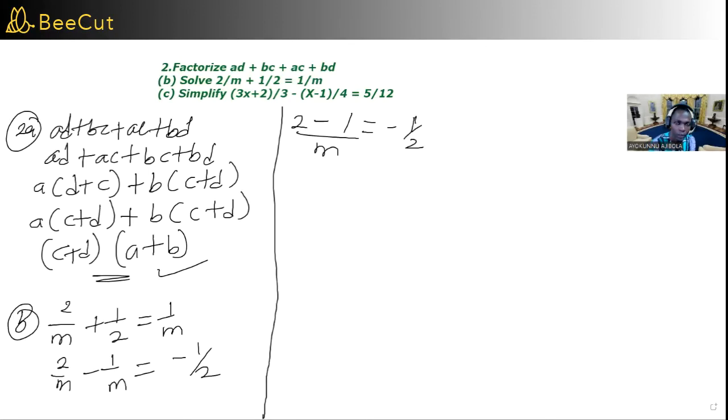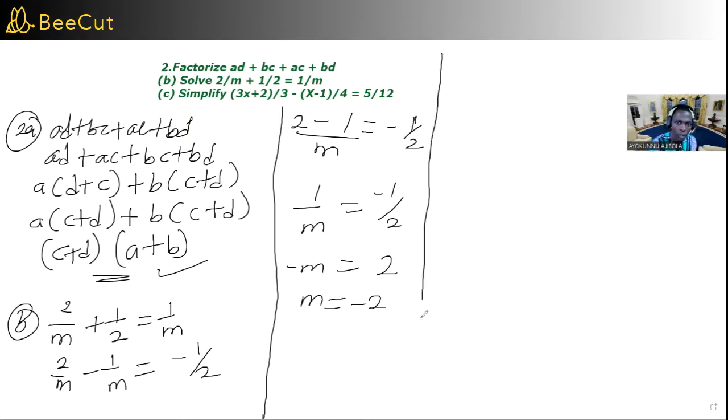So this time around you can try 2 minus 1 is 1, so 1 over m equals negative 1 over 2. Then you cross multiply. 1 times minus m is negative m, 2 times 1 is 2. I have m equals negative 2. So that is the answer to the second one. And here now we can look at the third one and see how to solve that.